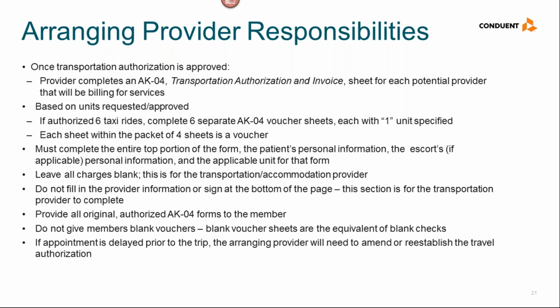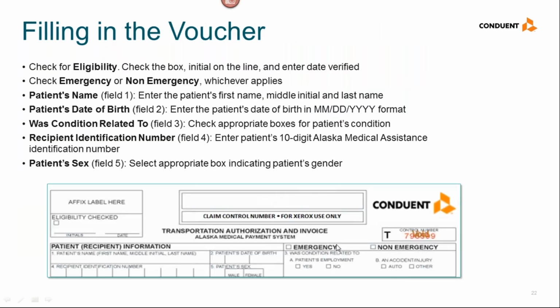All right, so as I said, we're going to look at some example sections from the voucher. So here is the top section, and those of you who have filled these in, this is going to look very familiar. You start up here in the upper left, check the box that you have checked their eligibility, enter your initials and date, enter the patient's name, their Medicaid ID number, their date of birth, and their gender. Indicate if this is emergent or non-emergent, and by and large, for your circumstances, it's mostly going to be non-emergent.